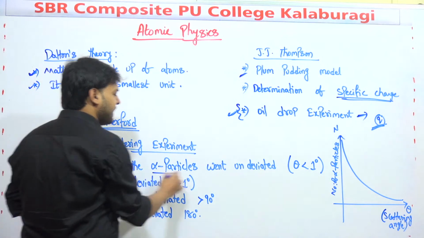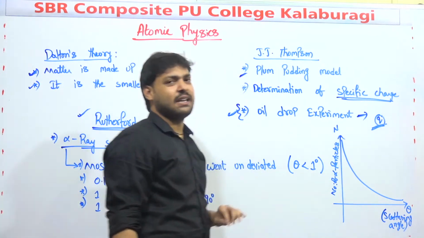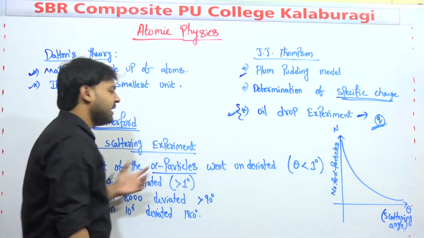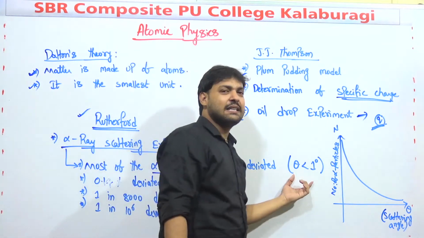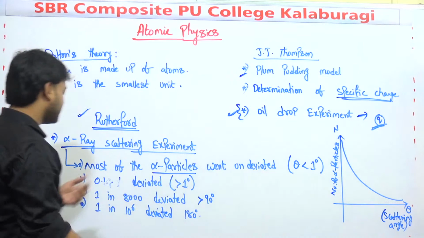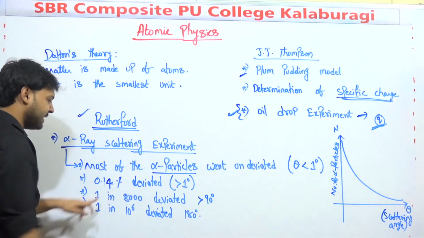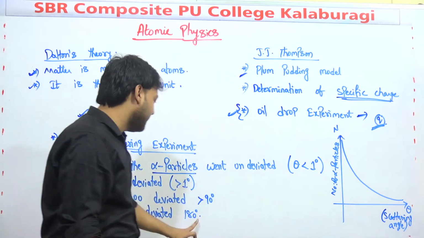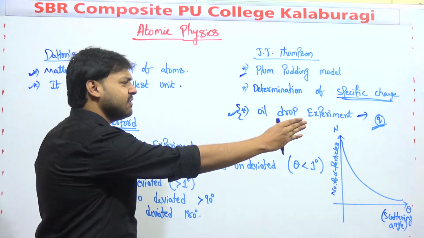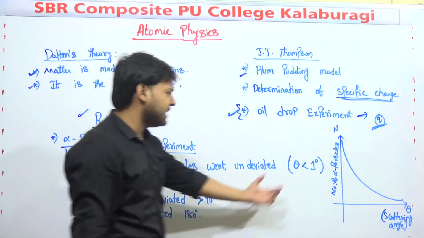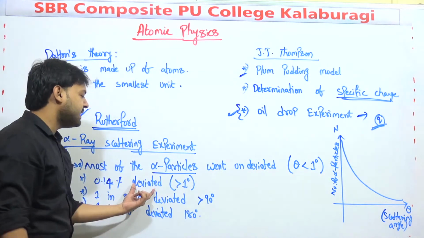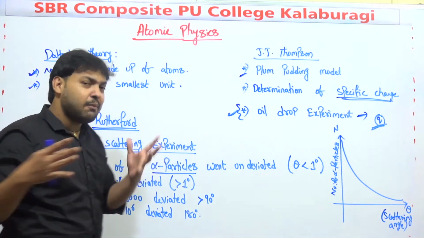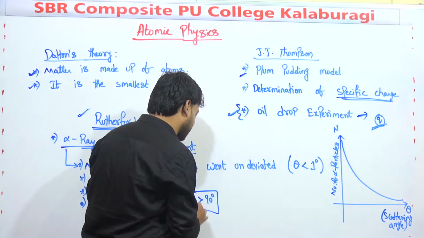Most of the alpha particles in that experiment went undeviated, at less than 1 degree. Very little deviation, so almost we can say it is undeviated. Next, 0.14% are deviated by greater than 1 degree. Already the discussion is done, so try to remember these angles. Next, 1 in 8000 alpha particles deviated by greater than 90 degrees.